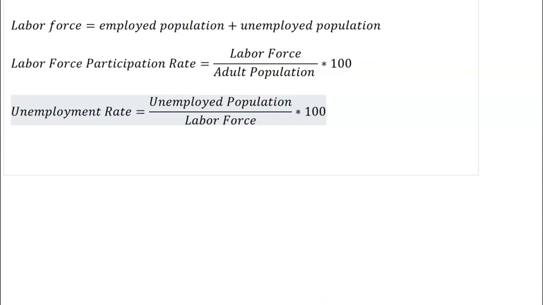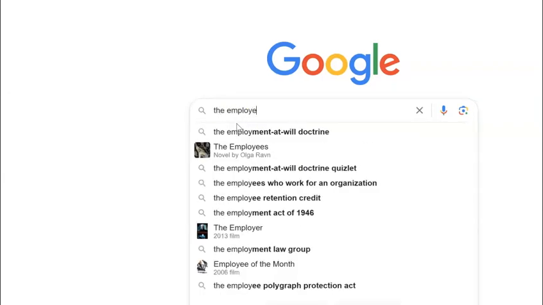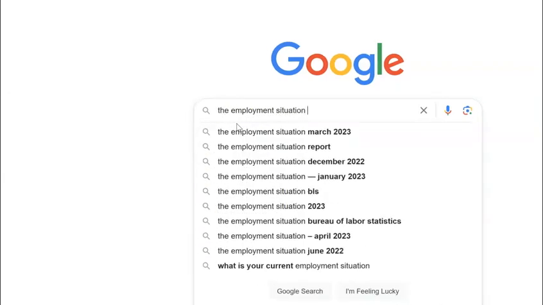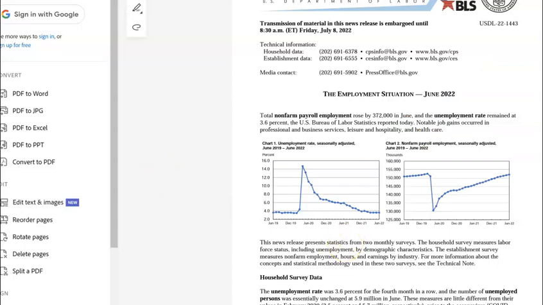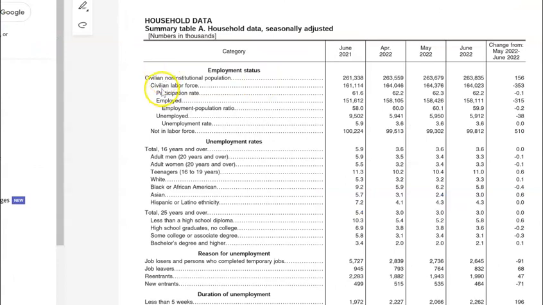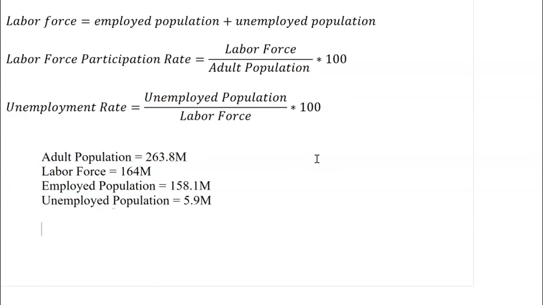Now let's look at an example to see how we calculate the unemployment rate. Let's go to Google and write the employment situation. So let's look at the employment situation. This is of June 2022. So let's click on this and we have our data here. So here we have the numbers. The civilian labor force, this is the labor force that we have. So now let us find out the labor force participation rate and the unemployment rate.